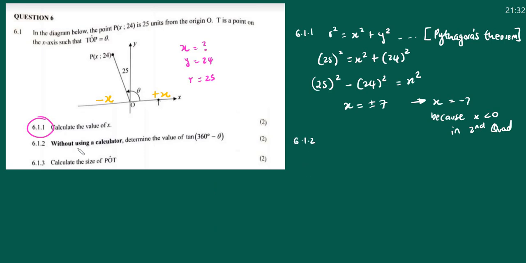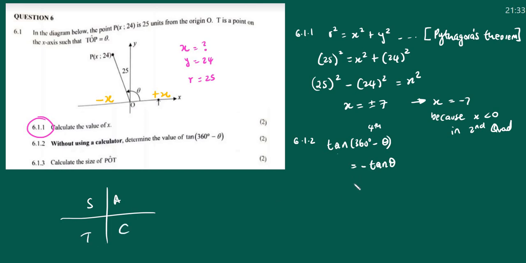All right, 6.1.2. They say without using a calculator, determine the value of tan of 360 minus theta. That would be very easy because you have your x, y, and r. So you simply say tan of 360 degrees minus theta. I always say to my students, you write there which quadrant this is. It is the fourth quadrant. Is tan positive or negative in the fourth quadrant? Should be negative, because it's only cos that is positive in the fourth quadrant using your CAST diagram.